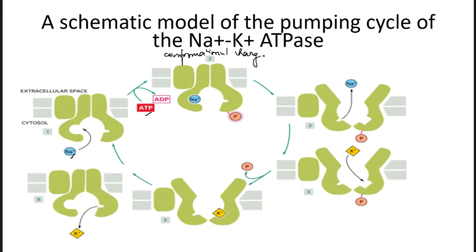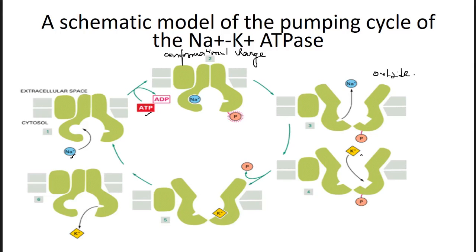Okay, and due to this conformational change, the sodium is released outside. Here, for simplicity, the binding of only one sodium and one potassium is shown, but actually there will be 3 binding sites for sodium and 2 binding sites for potassium. For simplicity, only one ion is being shown. So see here, after the conformational change, the sodium will be released outside. Then there will be the binding of potassium.